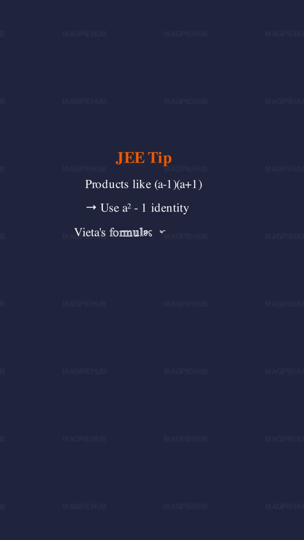Tip: when you see a sum of products like (a-1)(a+1), always think of the difference of squares identity. This converts the sum into a simpler form involving squares. Also, Vieta's formulas are essential for relating roots to coefficients.